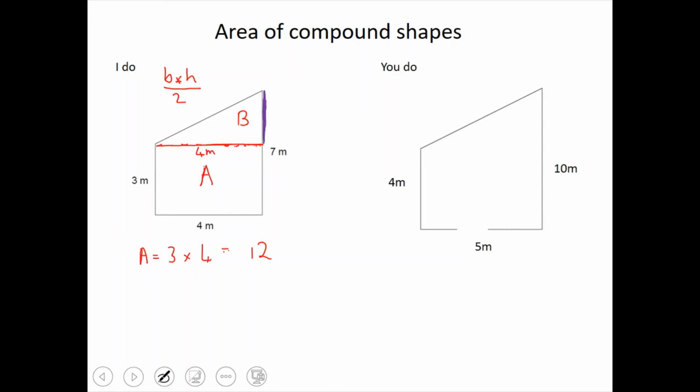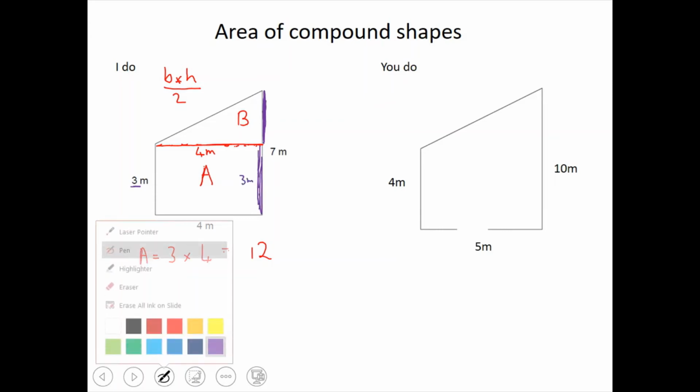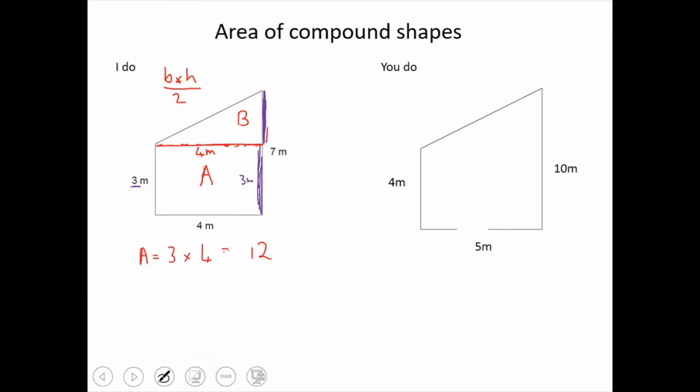We know if this one on the left hand side is 3 meters, this part here, the one I'm highlighting, is going to be 3 meters as well. And what I need to do is find out what this part of the height is going to be. So in other words, 7 take away 3, so this should be 4 meters up there.